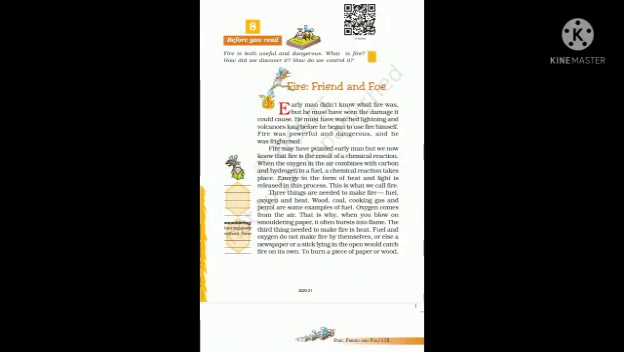Okay, students, today I am going to explain chapter 8, Fire, Friend and Foe. Foe means enemy. So as we all know, fire can be both dangerous and useful also. So now I am going to explain the first para.